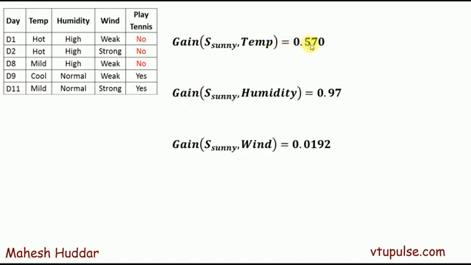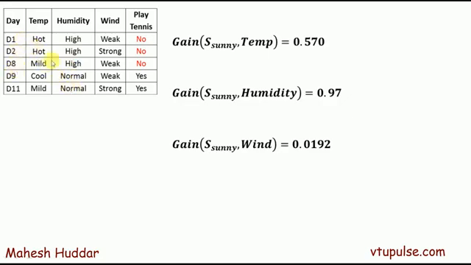Now we list the gain of every attribute here. Temperature is having 0.570. We have calculated it. The gain of humidity is 0.97 and the gain of wind is 0.0192. So these are the 3 things we have calculated. Now out of these 3, humidity is having the highest information gain. So we consider humidity as the node at this particular level. Now once I consider humidity as the node, there are 2 possibilities, one is high and one is normal. High is appearing 3 times and normal is appearing 2 times.